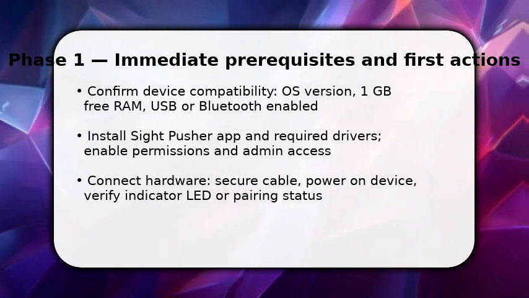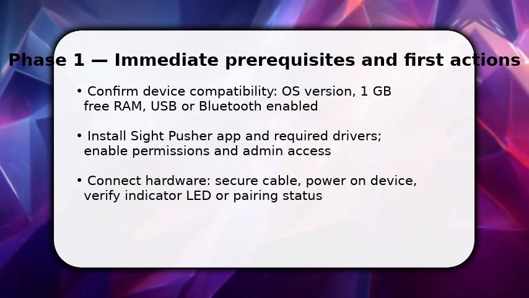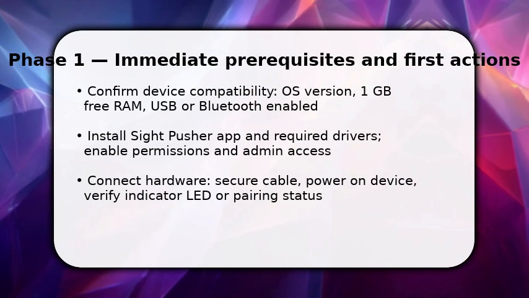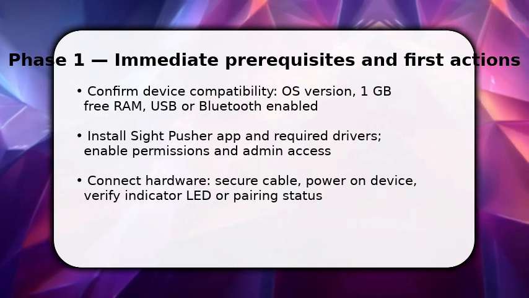You begin by preparing the system, plug in the device, and make sure SitePusher has admin rights so it can communicate. Once connected, open the app and accept any driver prompts. This is critical because drivers enable data flow. Make sure the indicator LED or pairing icon shows active. If not, reseat the connector.